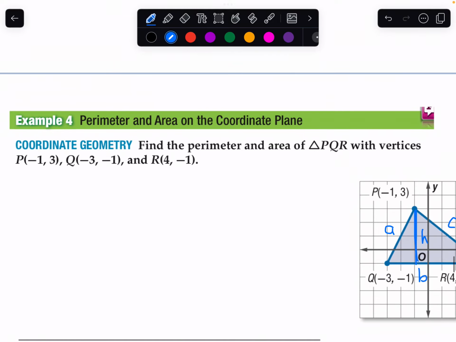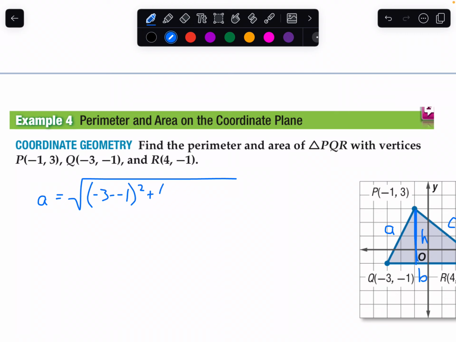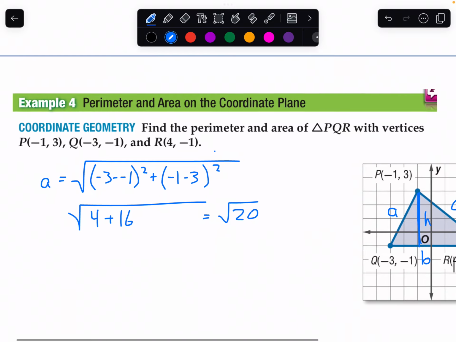The length of A will be the distance formula here, square root of x values -3 minus -1 all squared plus -1 minus 3 all squared. That is the square root of -3 minus -1 is -2, squared is 4. -1 minus 3 is -4, squared is 16. This is the square root of 20.